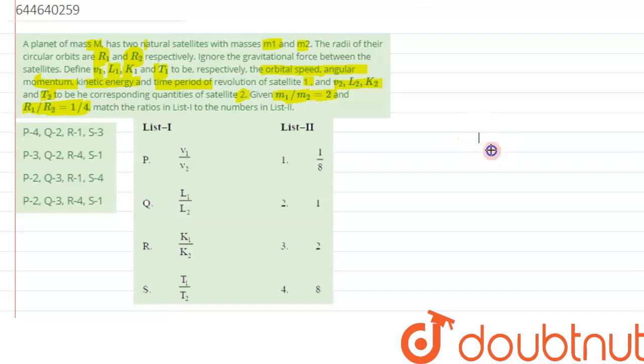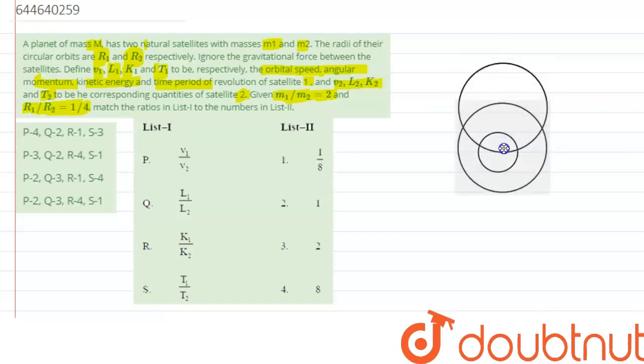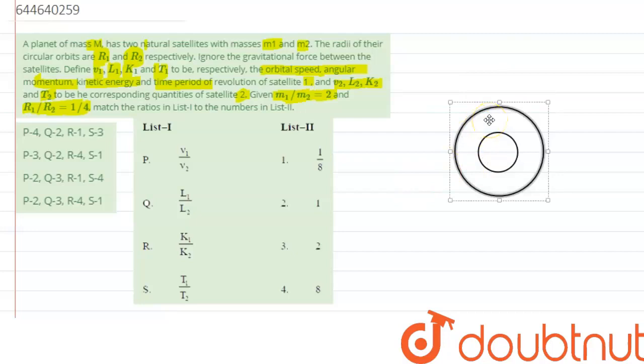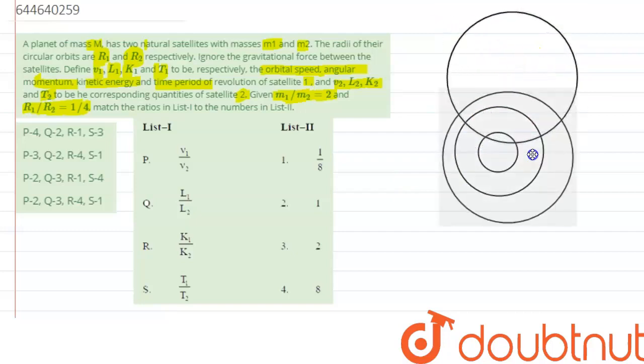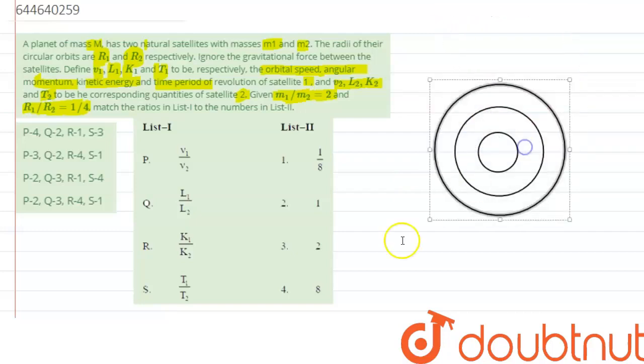Let's suppose that this is the planet given to us, and around this planet there are two satellites revolving. Let's say the first one is revolving in this orbit, and the other one is revolving in this orbit. So this is the planet given to us. Let's suppose that this is satellite S1 and this is our satellite S2. The radii are also given to us, so let's mark the radii first.